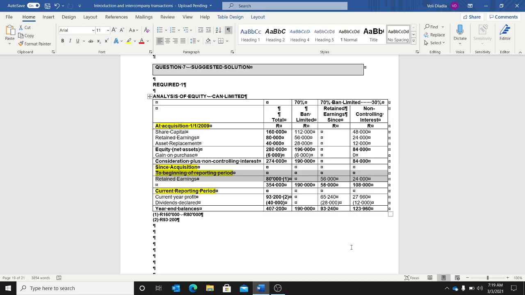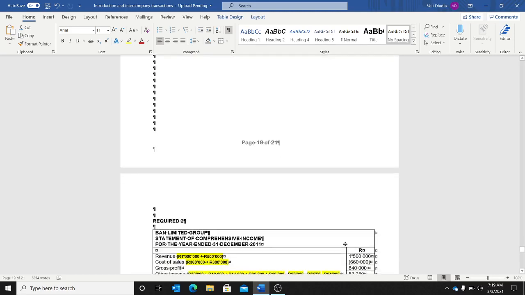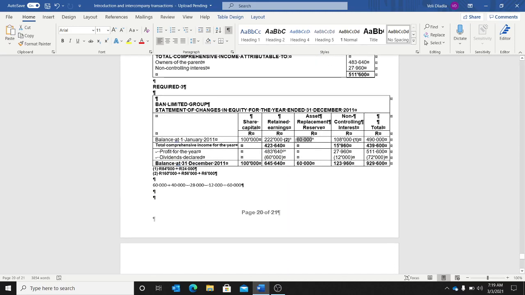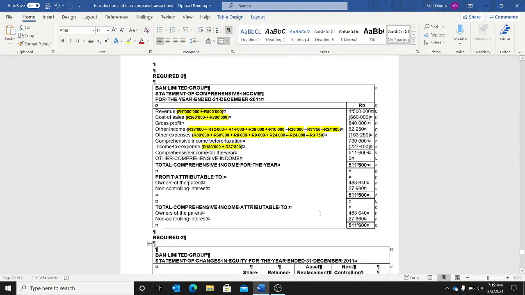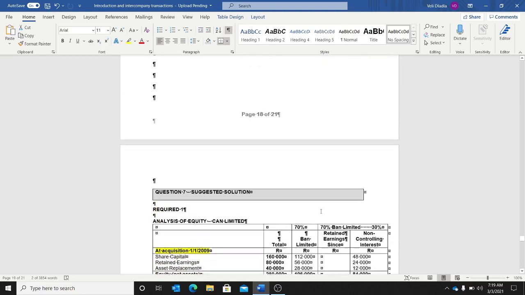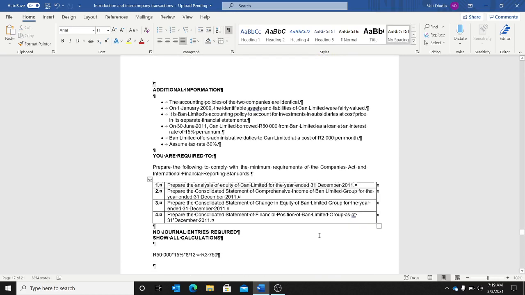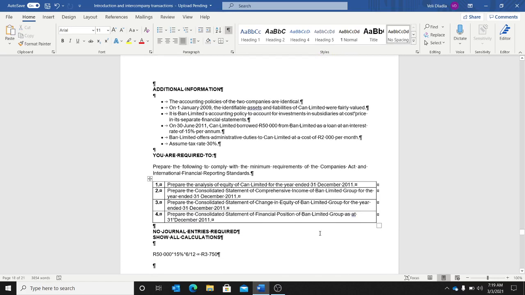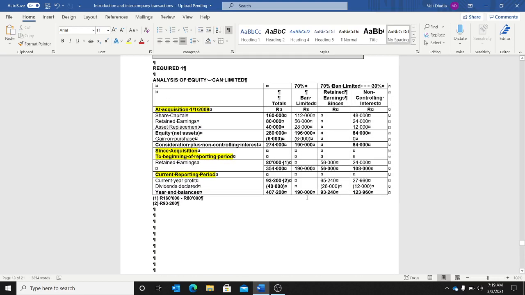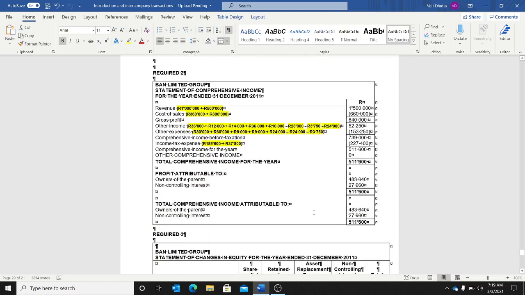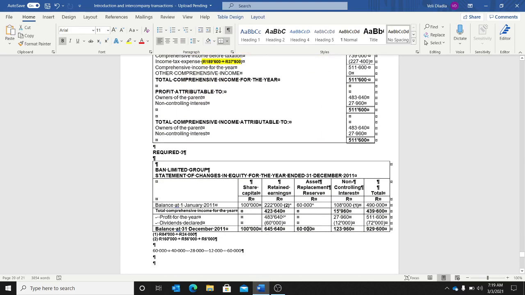I don't see asset replacement, I only see retained earnings in that line. So it's 0 because there's no asset replacement. So 60 plus 0 is 60, which is this one, right? There was never a movement of asset replacement reserve in the information given here. The subsidiary started with asset replacement of 40 and it's still 40 even now. Nothing has changed. So your asset replacement reserve by end of the day is 60, the closing balance, right?